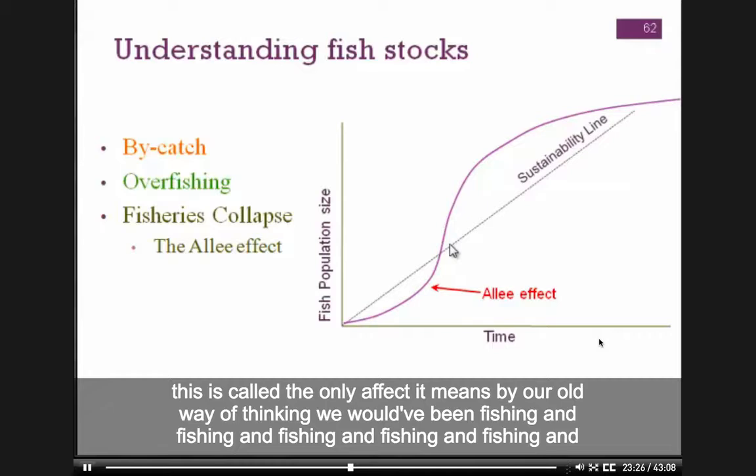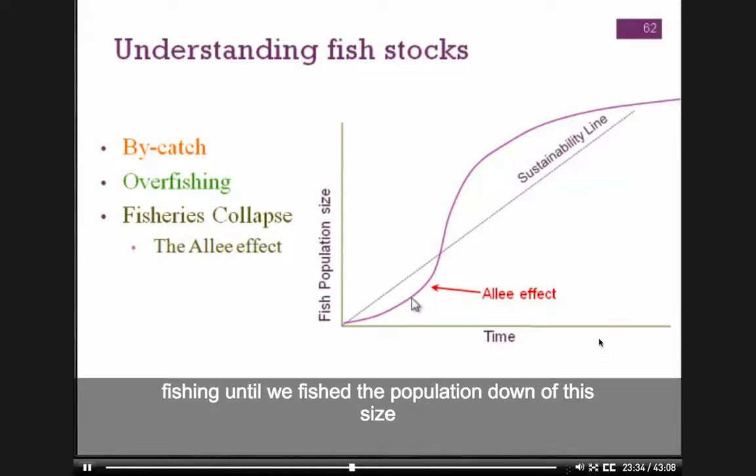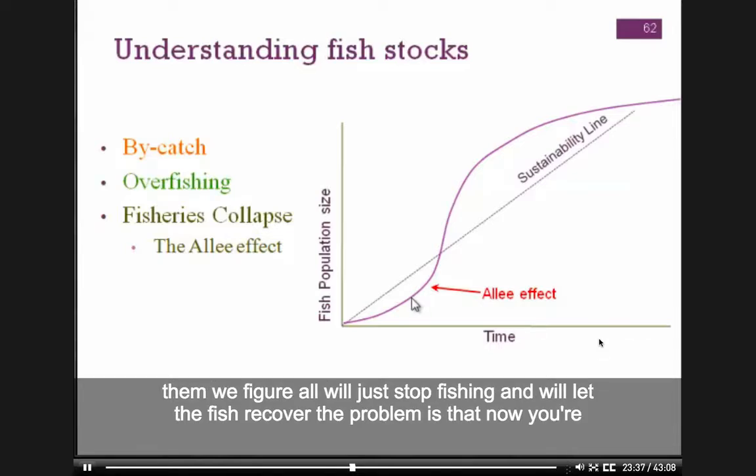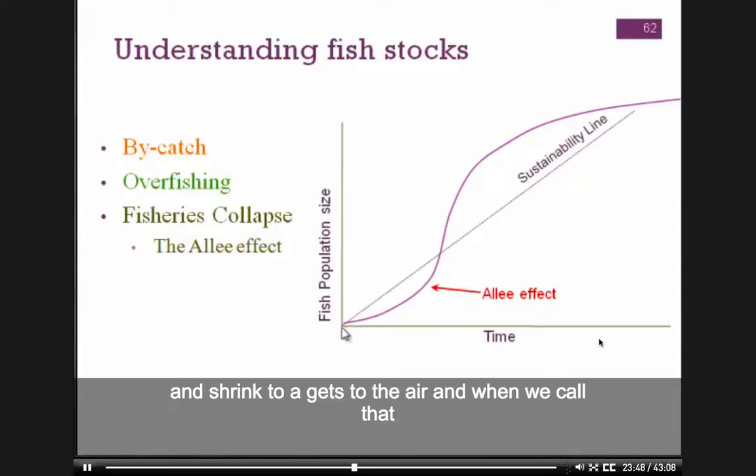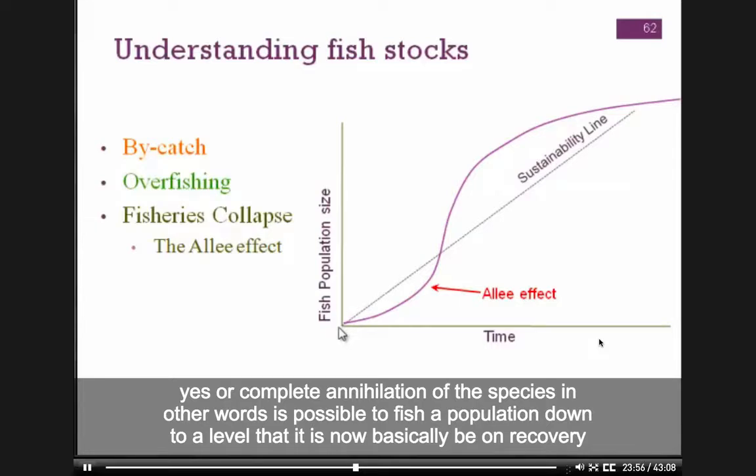It means by our old way of thinking, we would have been fishing and fishing and fishing until we fished the population down to this size. Then we figure, oh, we'll just stop fishing and we'll let the fish recover. The problem is that now you're under the sustainability line. This population is going to continue to shrink and shrink until it gets to there. And what do we call that? That's called extinction. Yes, or complete annihilation of this species. In other words, it is possible to fish a population down to a level that it is now basically beyond recovery.